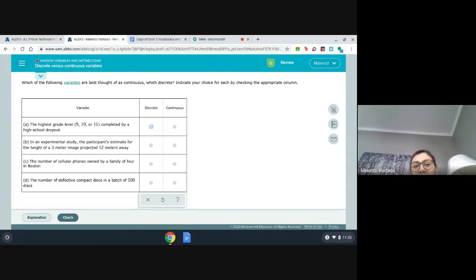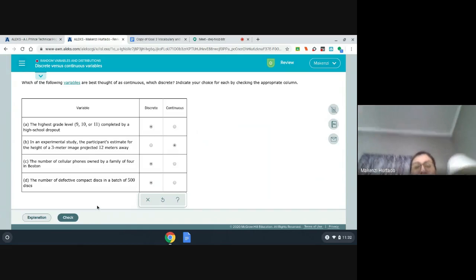The highest grade level completed. Even though you might say, oh, well, I did half of 10th grade, we wouldn't say that it's completed. So those are discrete. You either complete 9th grade, complete 10th grade, complete 11th grade. In an experimental study, the participants' estimate for the height. Again, if we're talking about height, then we're measuring, so that's going to be continuous. The number of cell phones. We're counting cell phones 1, 2, 3, 4, so that is discrete. The number of defective compact discs. Again, counting 1, 2, 3, 4.